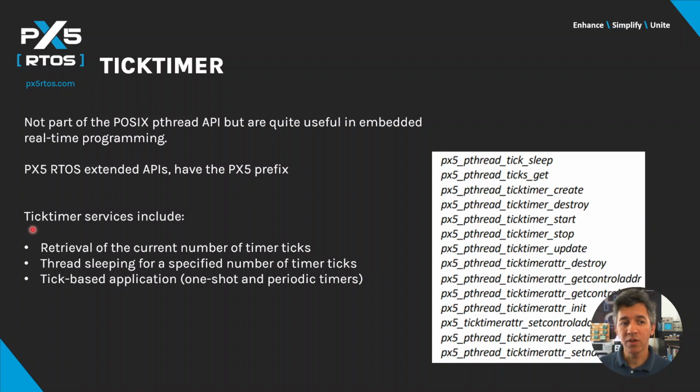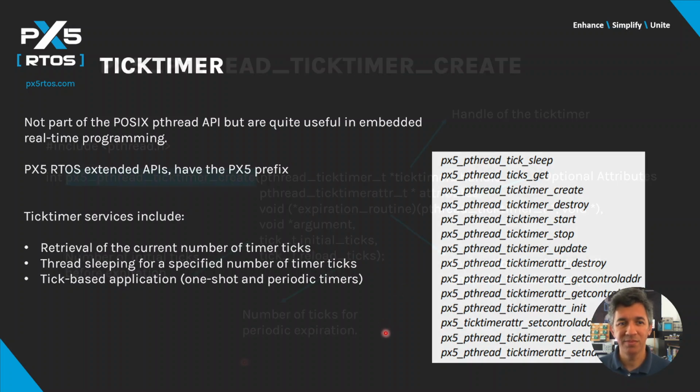With the use of these ticktimer services, you can retrieve the current number of timer ticks, you can have a thread sleeping for a determined number of timer ticks. You can also have a tick-based application with both one-shot and periodic timers. There are plenty of ticktimer APIs. Make sure to check the PX5 RTOS user guide for the full list. Now let's dive into the APIs.